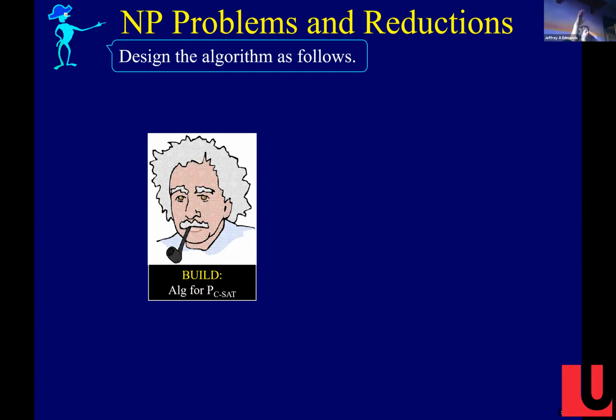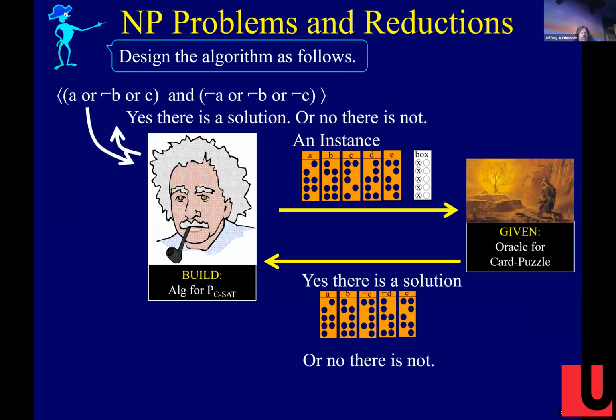That's what we're going to have to do next, prove this algorithm works. But for now, we're just telling what the algorithm is. We're giving these clauses. We make these cards, we give them to the oracle. The oracle gives us a yes or no, and we say yes or no. So now our job is to prove that the oracle works. That's what the algorithm is.